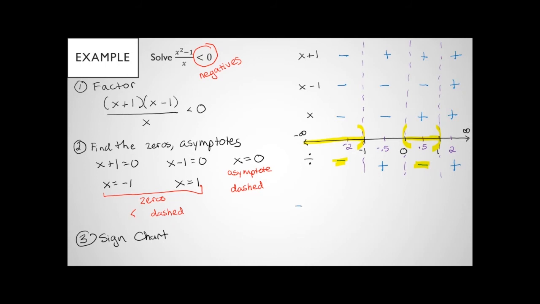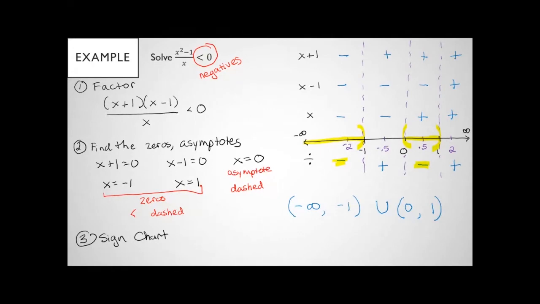So going from left to right, I start at negative infinity, which has a parenthesis. And then I'm shading until I get to -1, which has a parenthesis. Then I have a gap. Then I'm starting again at 0, which is a parenthesis. Then I'm shading until I hit 1, parenthesis, and then I'm done.